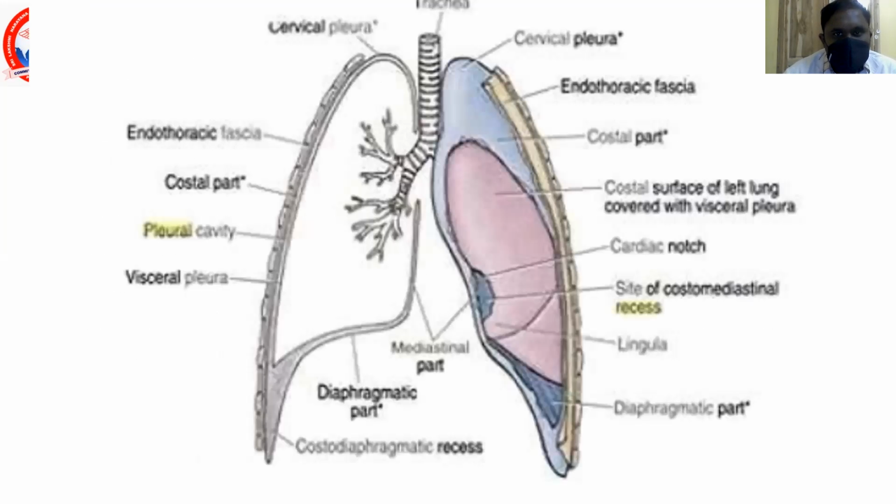Okay. These are the cervical pleura. This is the pleural cavity. This is the visceral pleura, outside it the parietal pleura. This is the cervical pleura, endothoracic fascia, the cardiac notch, lingula, the diaphragmatic part. This is the mediastinal part. This is the diaphragmatic part. This is the costal part.